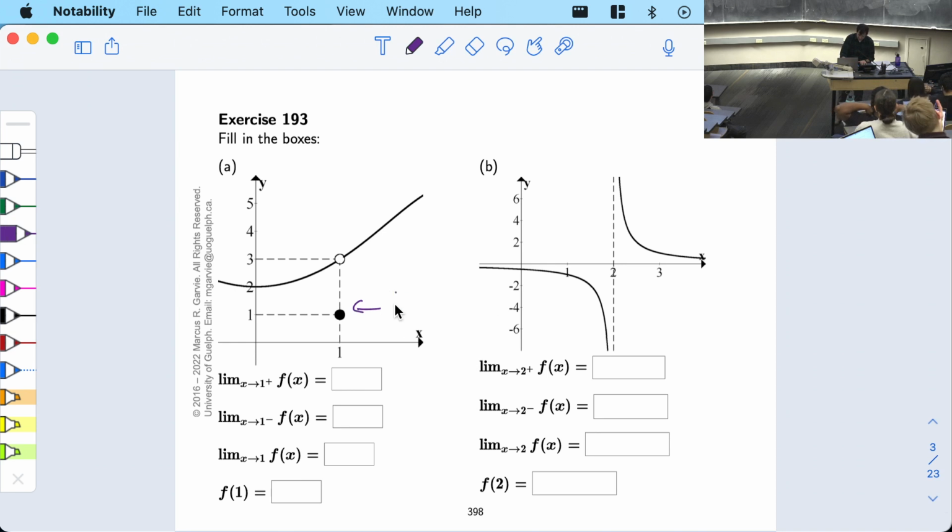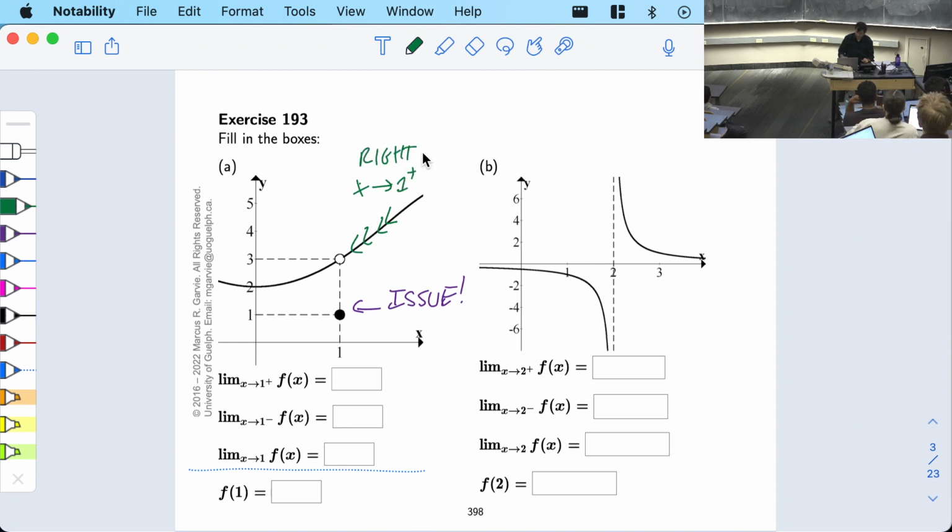We said this is some kind of issue, right? This point is an issue. And more specifically, you can see it's an issue by looking at the limits. So let's do the limit of the function. Well, there's two sides you can approach from. There's the limit from the right. This is the limit x goes to 1 plus, the right limit. The x values get really close to 1. What do the y values do? They go down to y equals 3. So the limit from the right is 3.